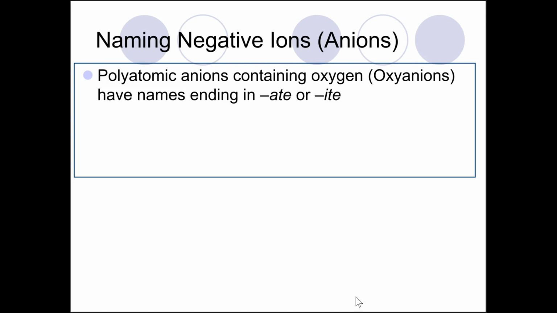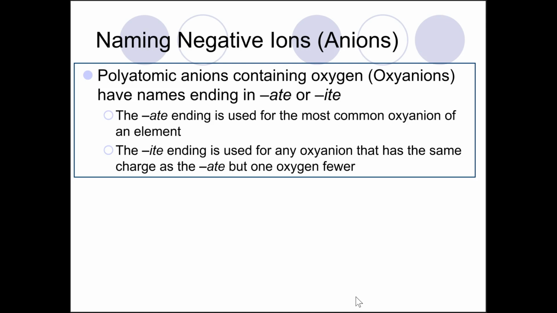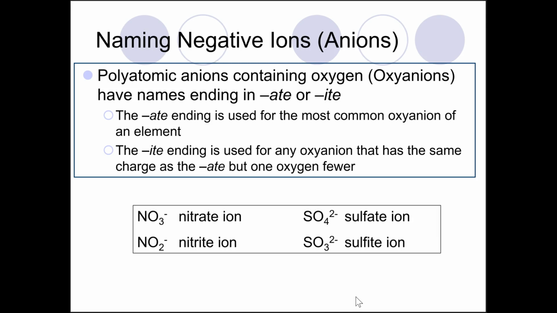So you're going to notice there's a lot of ates and ites, like the first 2 things on the table are nitrate, NO3 minus, and nitrite, NO2 minus. There's a pattern here. If there's an ate and an ite, the ate version always has 1 more oxygen than the ite version. So nitrate has 3 oxygens, nitrite has 2 oxygens. Another one of these patterns, sulfate has 4 oxygens and sulfite has 3 oxygens.